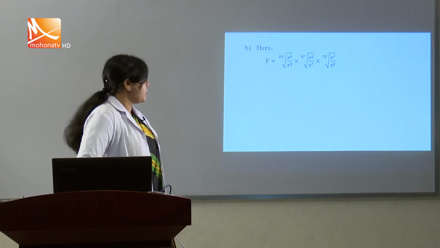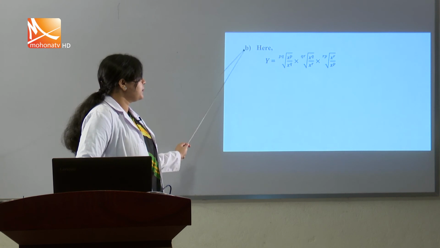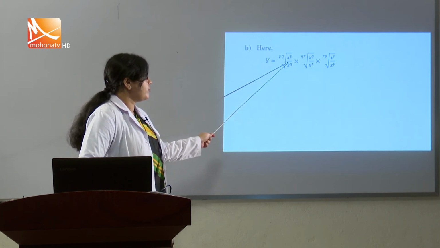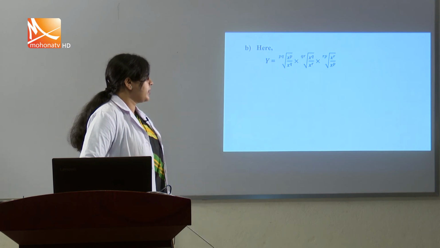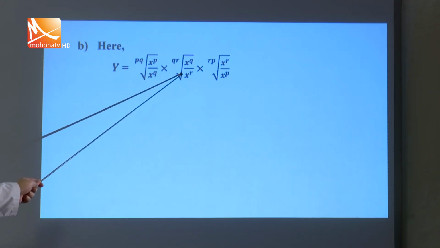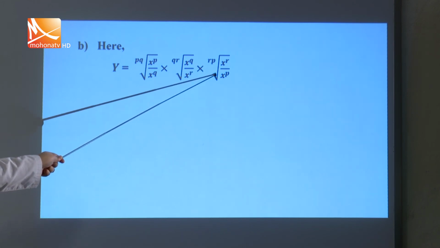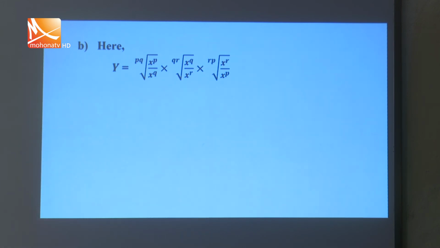Let us see what is in our question number B. In our B, we have y equal to pq root of x to the power p divided by x to the power q, and into qr root of x to the power q divided by x to the power r, into rp root of x to the power r divided by x to the power p.